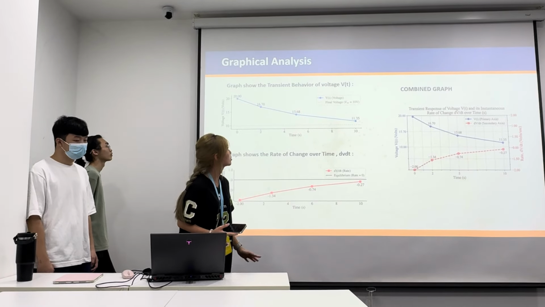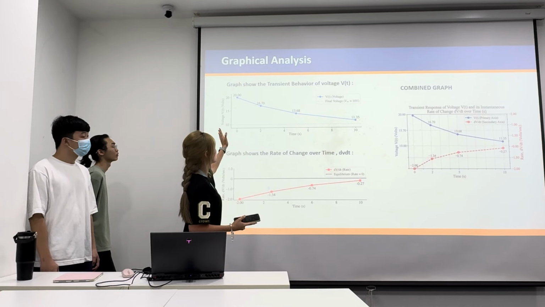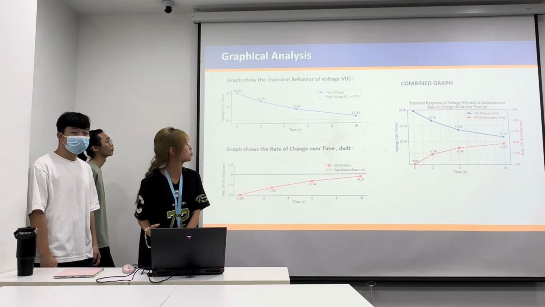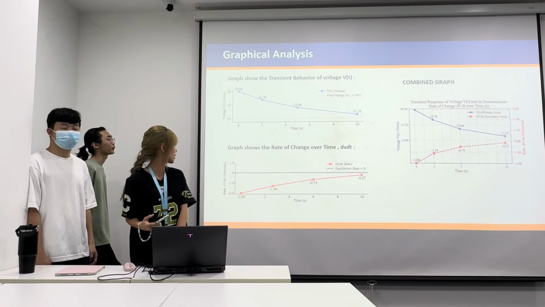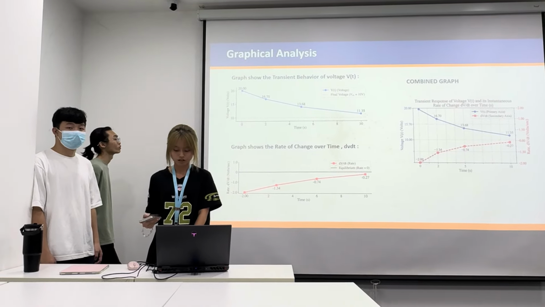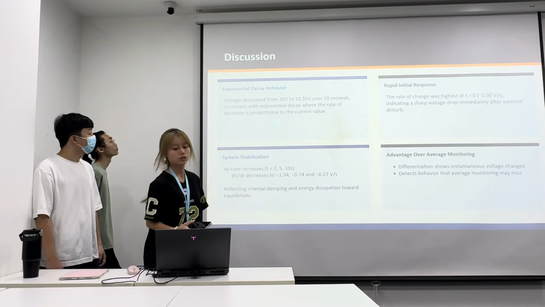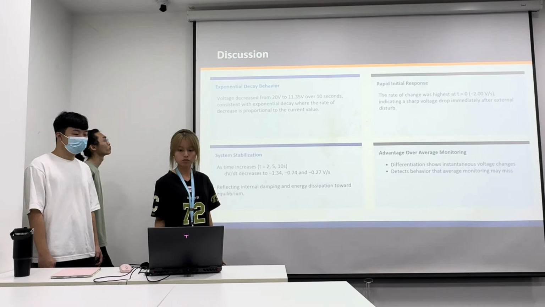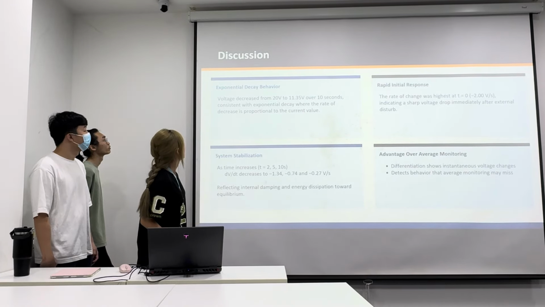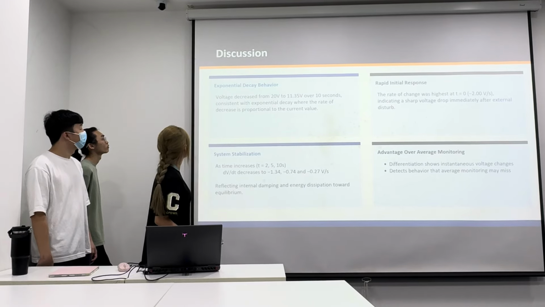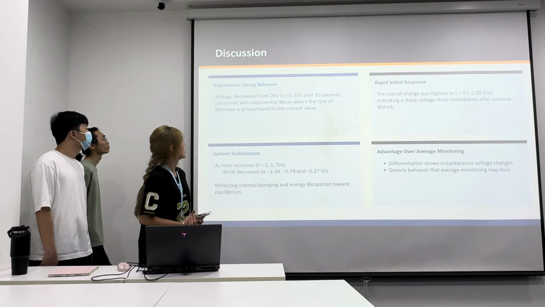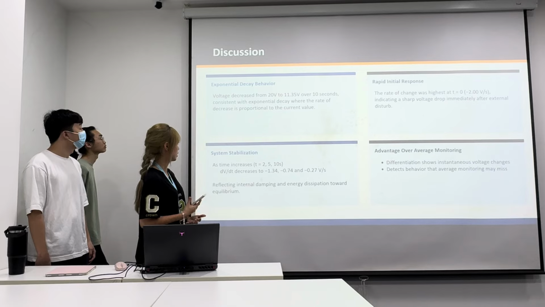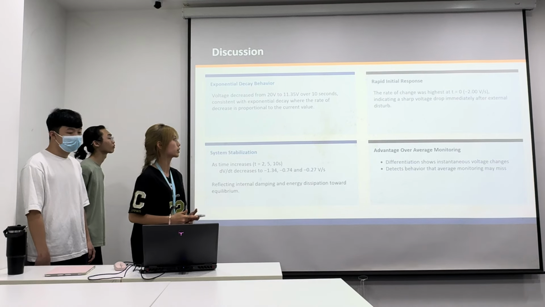The last graph is a combined graph of these two graphs. The blue line represents the voltage, and the red dashed line represents the rate of change over time. This slide summarizes the key observations and interpretation from the graphical analysis. The first one is exponential decay behavior and rapid initial response. The next one is system stabilization, and the last is the advantage over average monitoring.